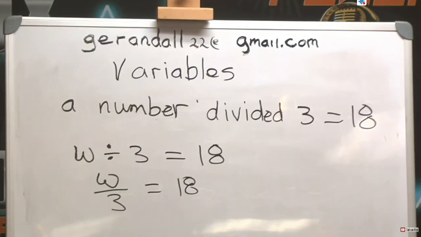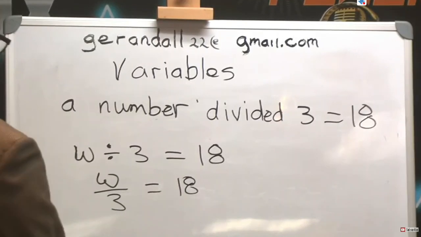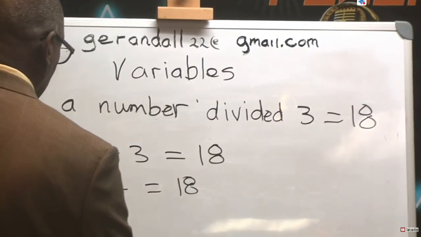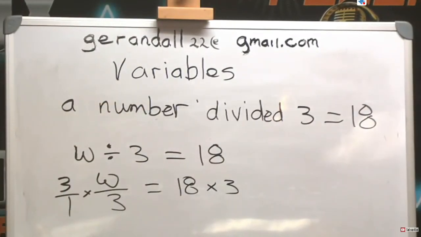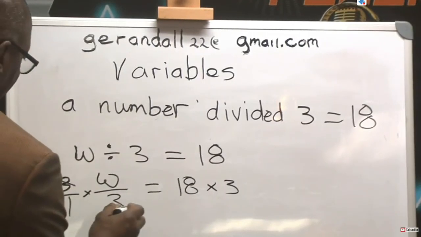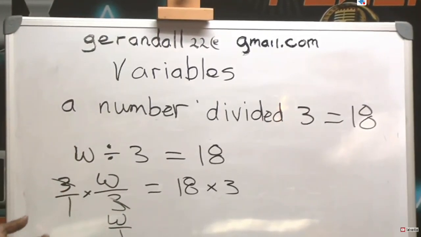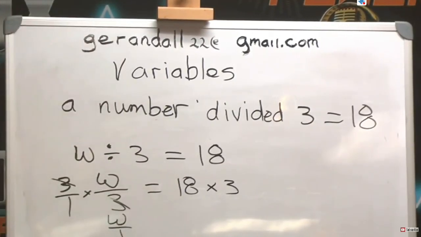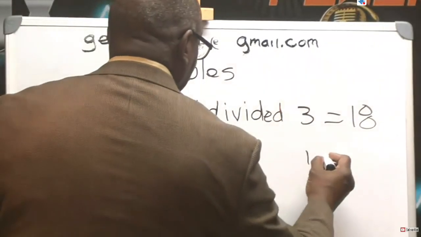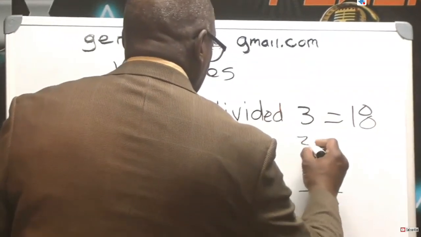How do we undo division? With its cousin, multiply. What are we multiplying by? What did we divide by? 3. So we're going to multiply 3 over 1. And over here we're going to multiply by 3. Remember our cross multiplication. And you're left with w over 1, which anything divided by 1 is that thing. And that's, in this case, it's w. And then over here, 18 times 3, 54.